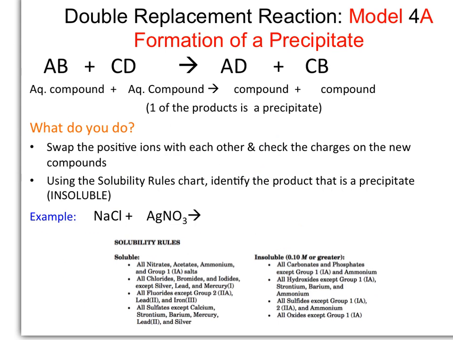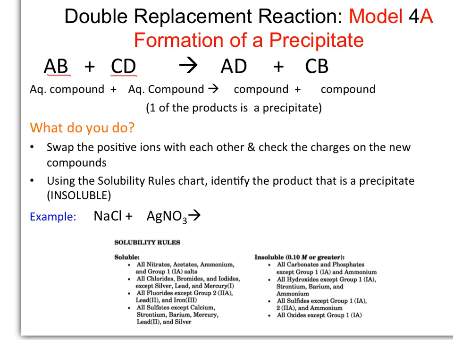Alright, there's only 2 models for double replacement reactions. We're going to look at model 4A, which is the formation of a precipitate. Remember, a precipitate is the insoluble solid that is forming in this reaction. And the way that you're going to identify this is you've got 2 compounds. One or both will be aqueous, dissolved in water already.